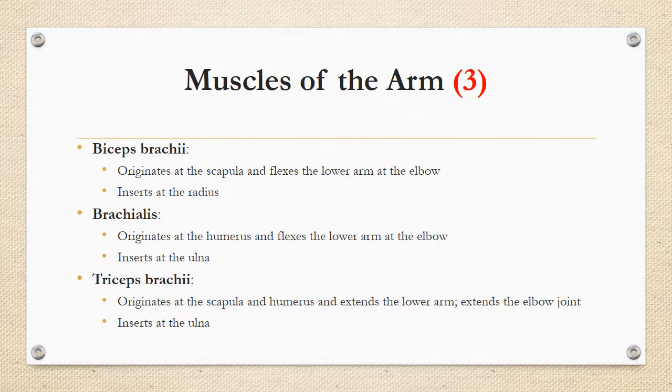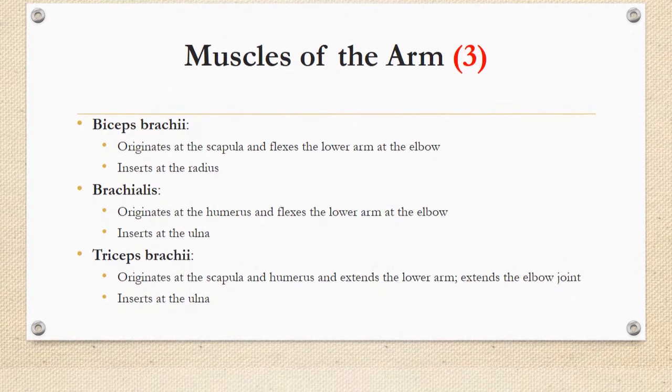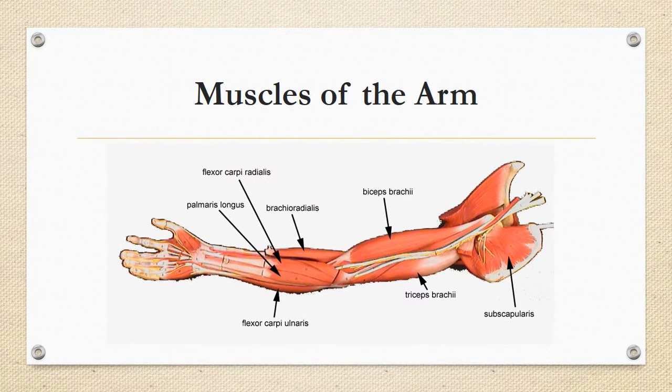Triceps brachii originates at the scapula and humerus, extends the lower arm at the elbow joint, and inserts again at the ulna. So the triceps brachii and the brachialis both attach at the ulna, and the biceps brachii attaches at the radius. And here you are. If you look here, your thumb, as I was saying, your radius and your ulna.